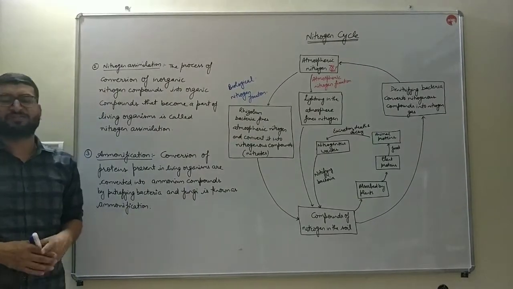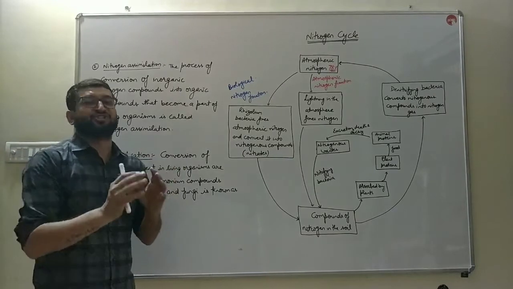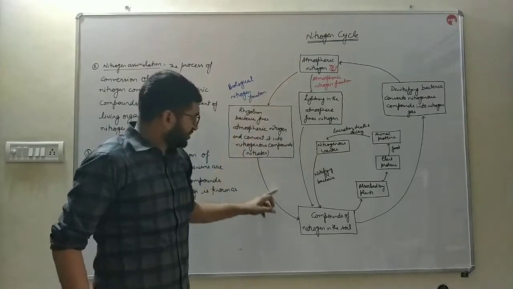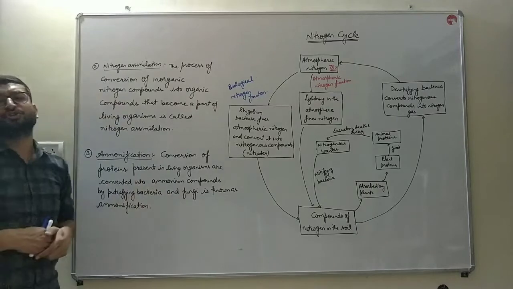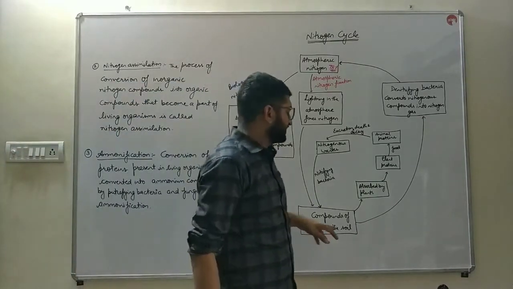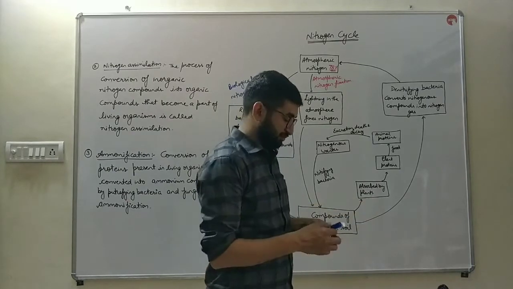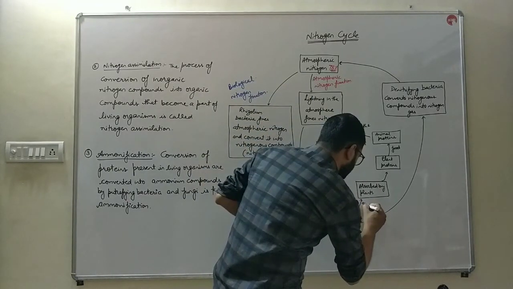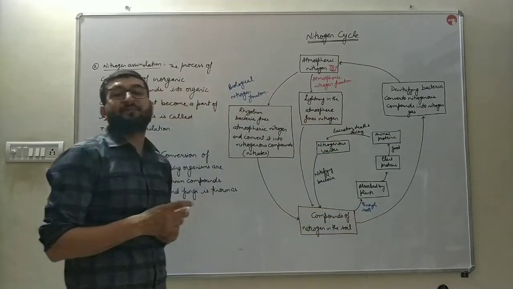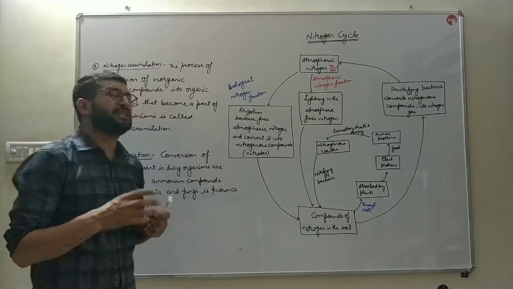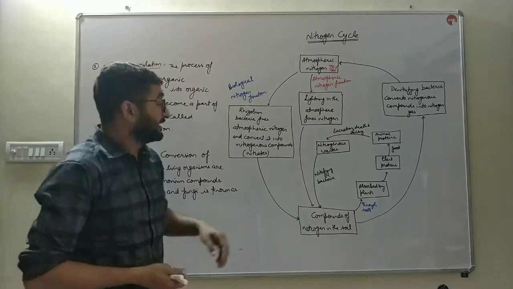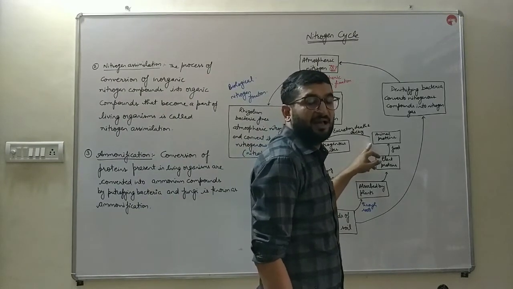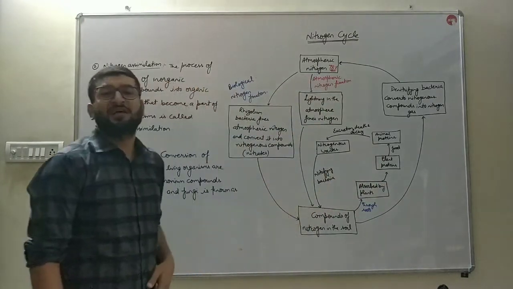The next step of the nitrogen cycle is nitrogen assimilation. The nitrogen which is fixed biologically or by atmospheric means, and the conversion of that nitrogen into nitrates, that nitrate is taken up or absorbed by the plants through roots. Then plants absorb them and make proteins out of it. Those nitrates are essential for the plants for the formation of proteins. Later on, those plant proteins are eaten up by animals, and those proteins will make the animal proteins.